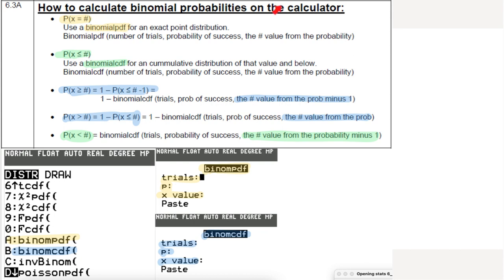So how do we use our calculator to streamline this process? For our example, where we have exactly 3 of the children, remember, what's the probability X equals this very specific number? You're going to use binomial PDF for the exact point distribution. So it's binomial PDF, and then you're going to have these inputs. Number of trials, it's right there. Probability of success, that's your value for P. And the number value from the probability, that's your X value.